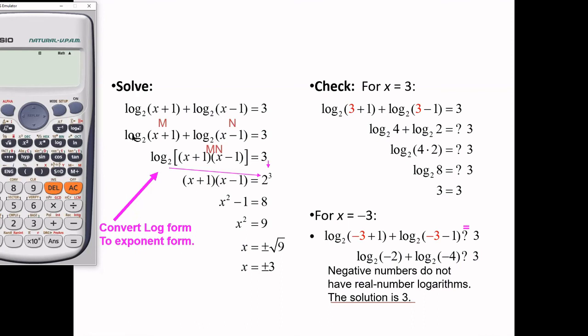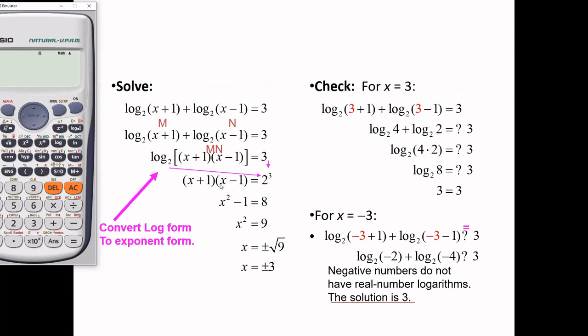Remember the rule, log m plus log n equals log mn. The only difference is m is just this parentheses, n is just that parentheses, okay? And we're going to now change this whole thing to exponential. 2 is the base, 3 is the power, and that whole brackets is the solution.